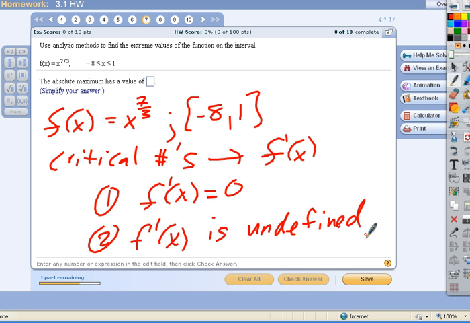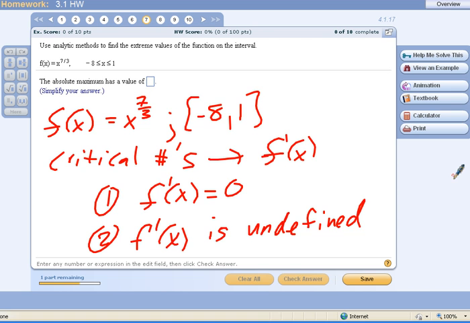Okay, make sense? So those are the two, that's what we always do. That's where critical numbers occur. We want to find the places on our interval where the first derivative either equals 0 or is undefined. Those are the critical numbers, and then we have to test them all. Okay? So let's do that.